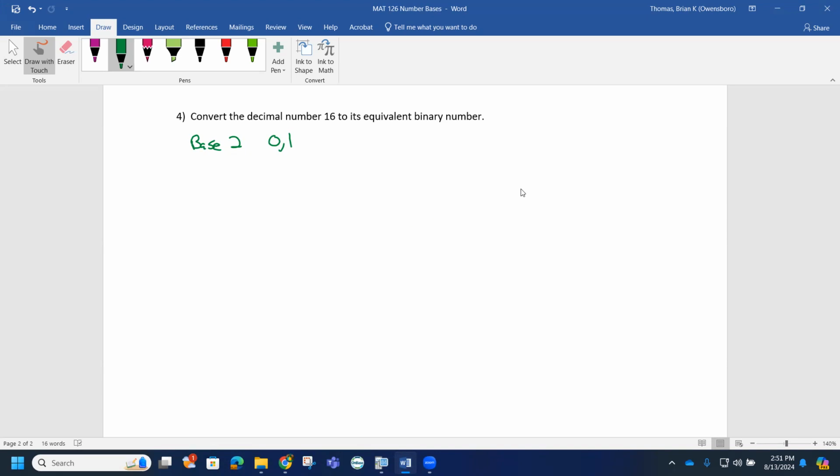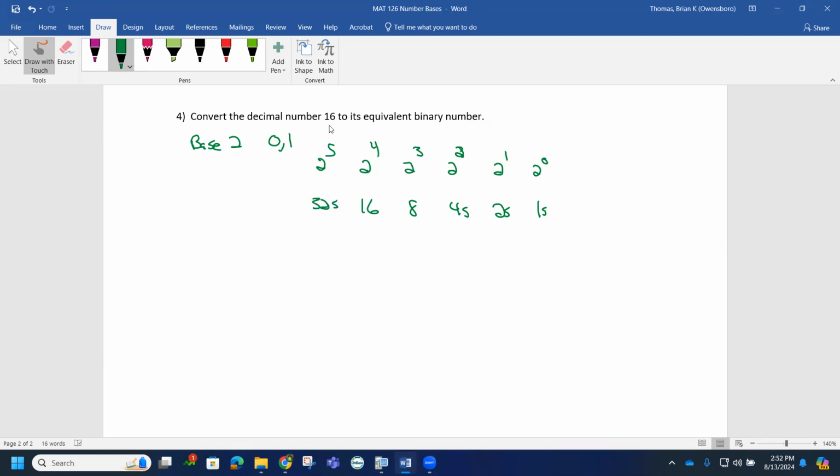Remember, we have 2 to the 0, which is the ones place. We have 2 to the power of 1, which is the twos place. We have 2 to the power of 2, which is the fours place. 2 to the power of 3, which is the eights place. 2 to the power of 4, which would be the 16th place. And then 2 to the power of 5 would be the 32nd place.